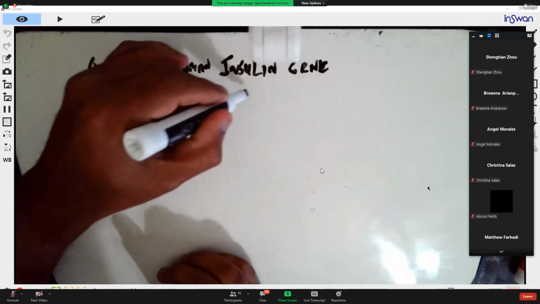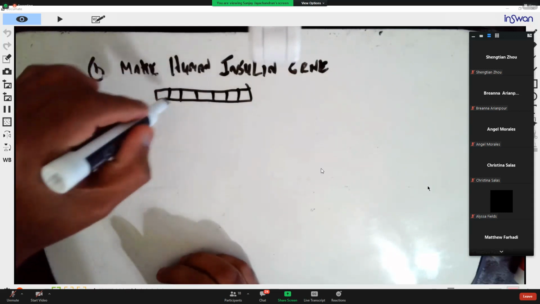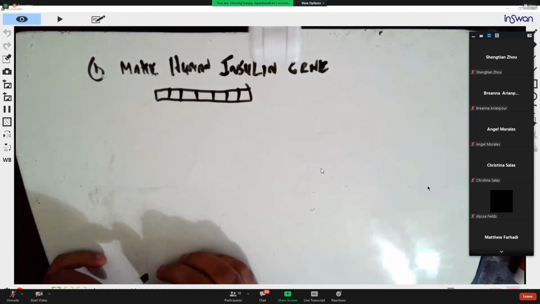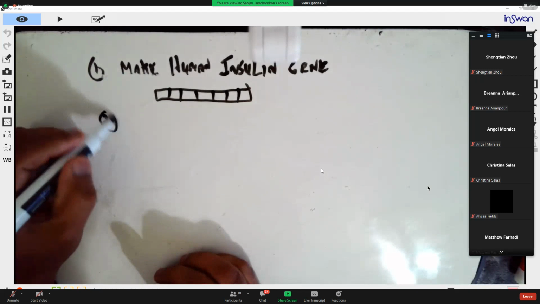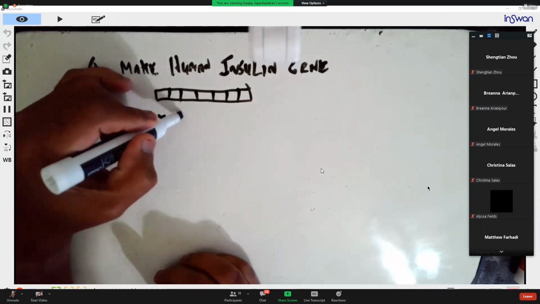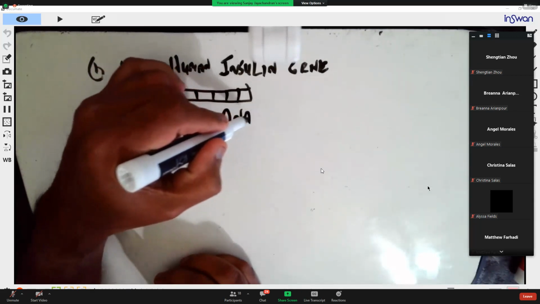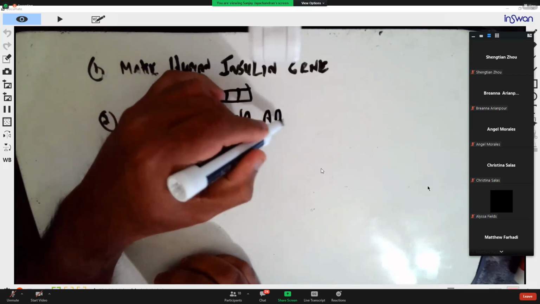Okay, so here's my human insulin gene. It's got nucleotides in it, A, G, C's, and T's. It's my code. The second thing I'm going to do is I'm going to make some DNA adapters.